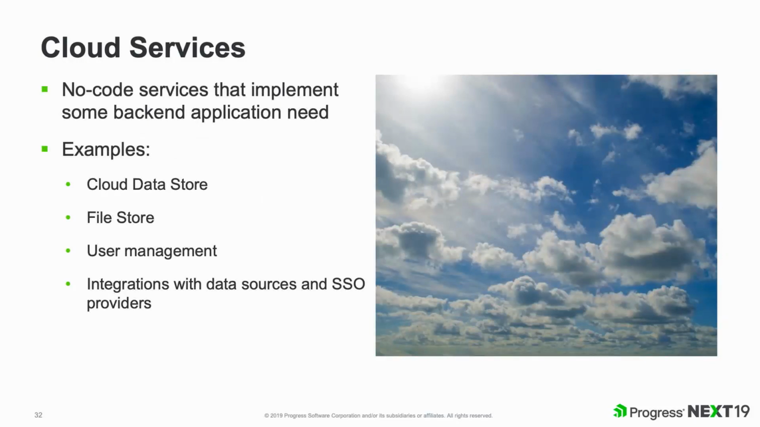Cloud services are another architectural pattern to use in modern apps. These are really no-code services that implement some back-end application need: cloud data store, file store, user management, integrations with other external data sources. Cloud services, microservices, and functions as a service are all tools in your toolkit, again to allow you to focus on the value of your app without thinking about all the details that really solve problems but don't add value to your app.